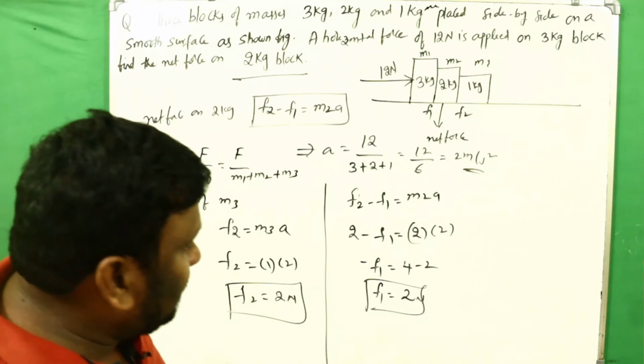So since f2 minus f1 is the net force, 4 newtons comes directly. Okay? No need to find the f1 value also, simply we substitute this. f2 minus f1 is 2 into 2, which is 4 newtons. If the f1 value is required, then we definitely have to substitute the f2 value and solve. Okay?